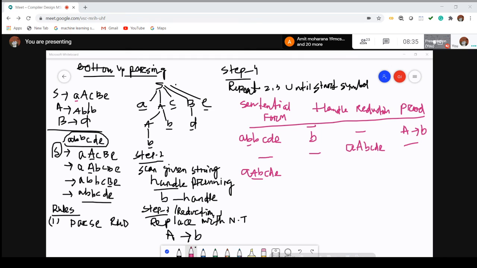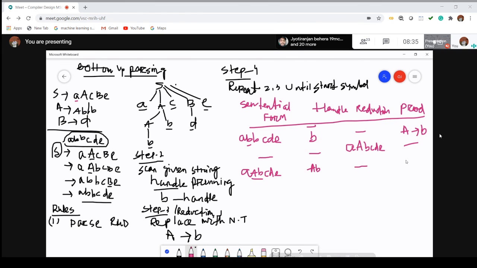Okay, now it will be AB. Now we have to check what are the productions from AB. Is there any existence of a production from AB or not? Okay, so for this one, what should be the handle? Both AB may be the handle. There will be no reduction.